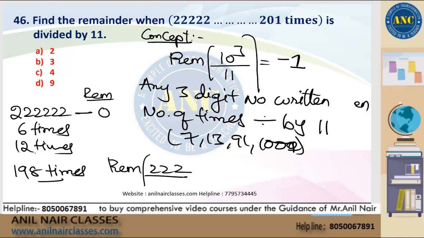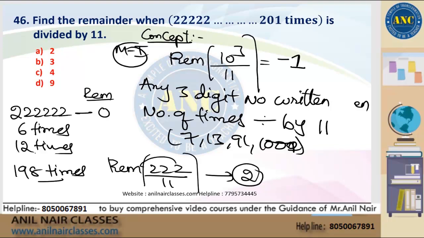2 2 2 divided by 11. 2 plus 2 is 4, 4 minus 2. 2 2 2, 11 20s are 220. Answer is 2. I hope it is clear. Idea is clear. This is concept 1, method 1.